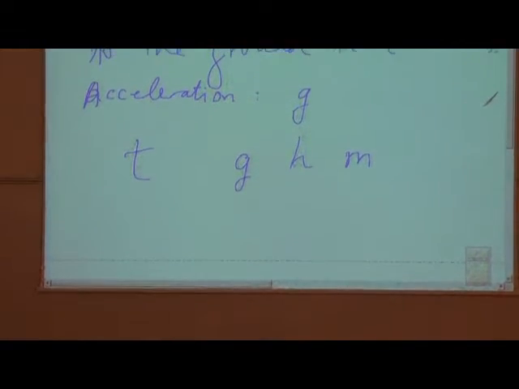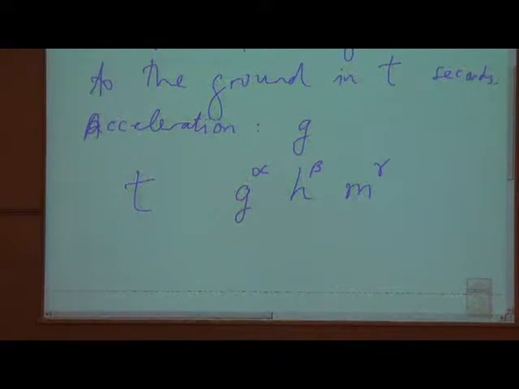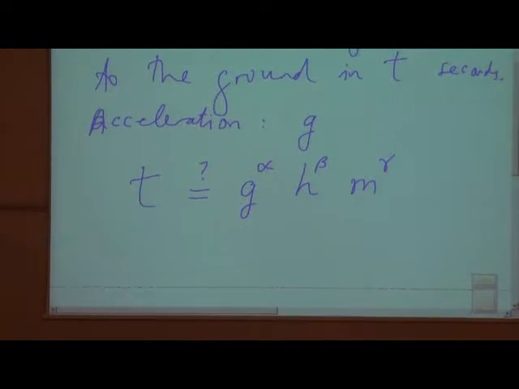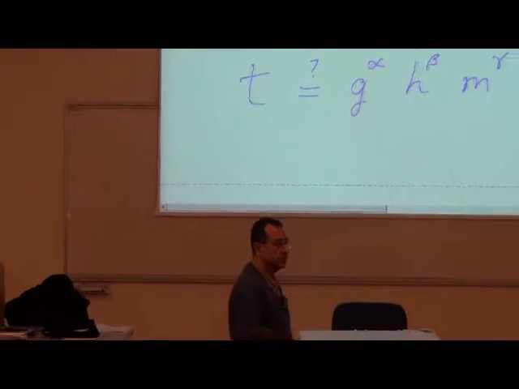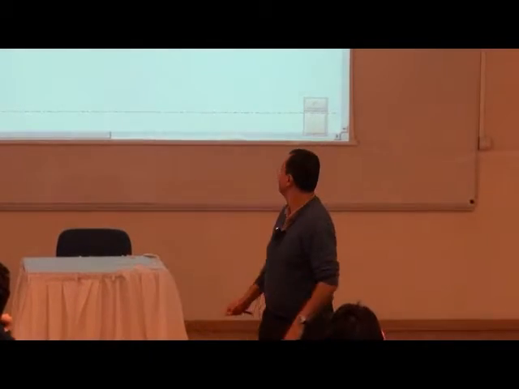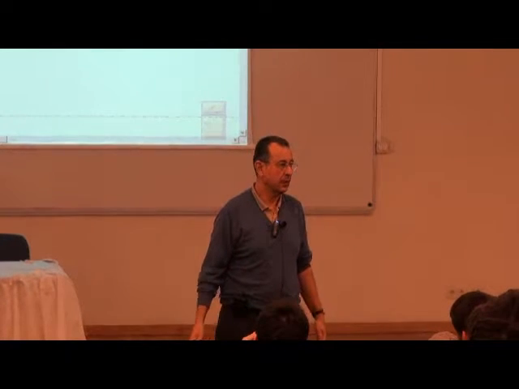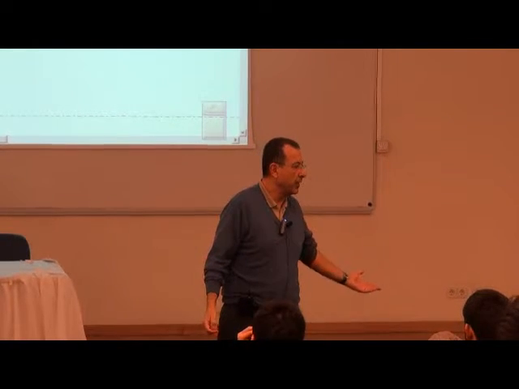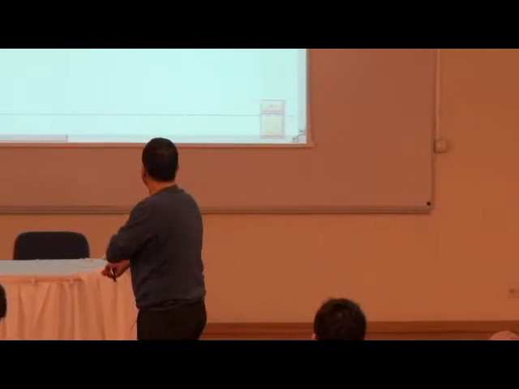And how will it depend on these things? Well, let me check that it depends on some powers of these things. And I'm checking this. So g to the power alpha, for example, if alpha is 2, it's g squared. I don't know if alpha is 2 or 3 or 1/2 or what. Now here I start with dimensional analysis.